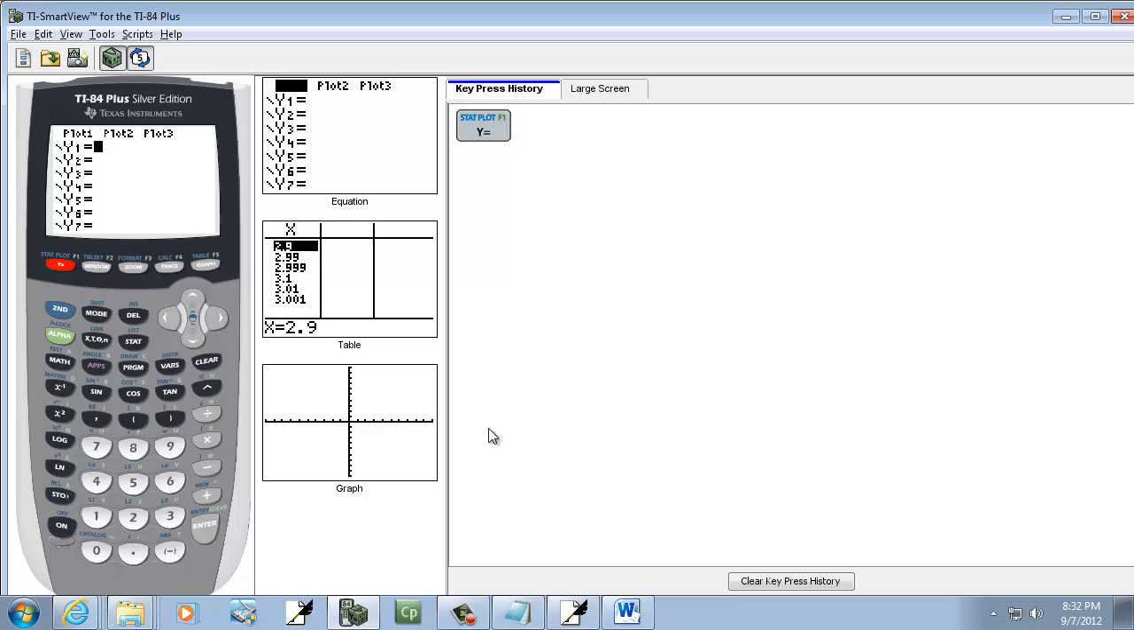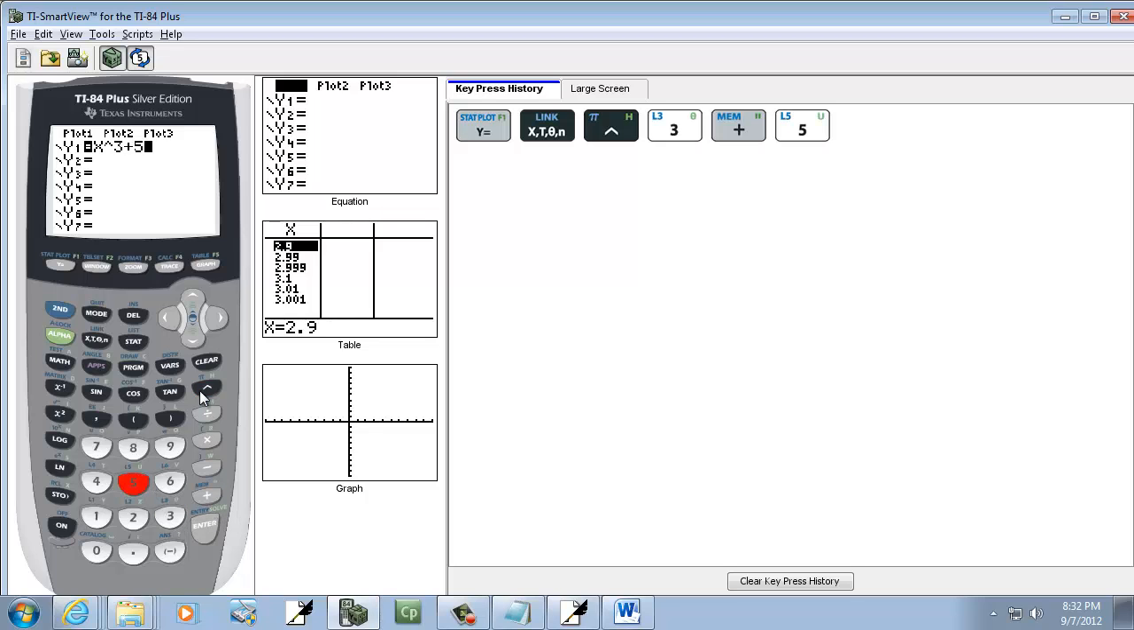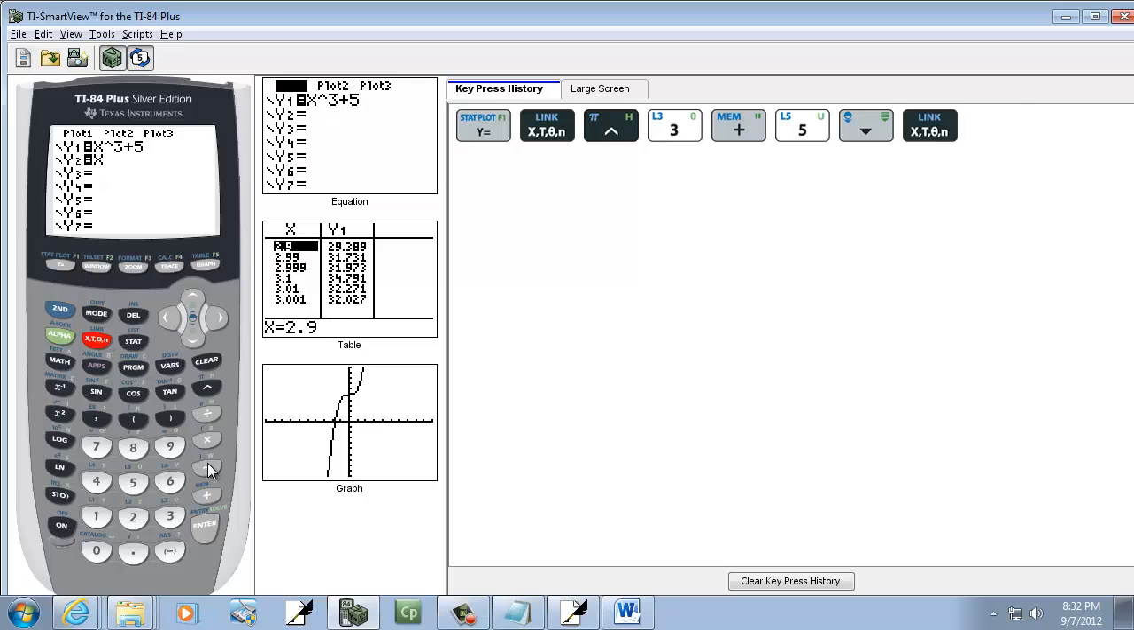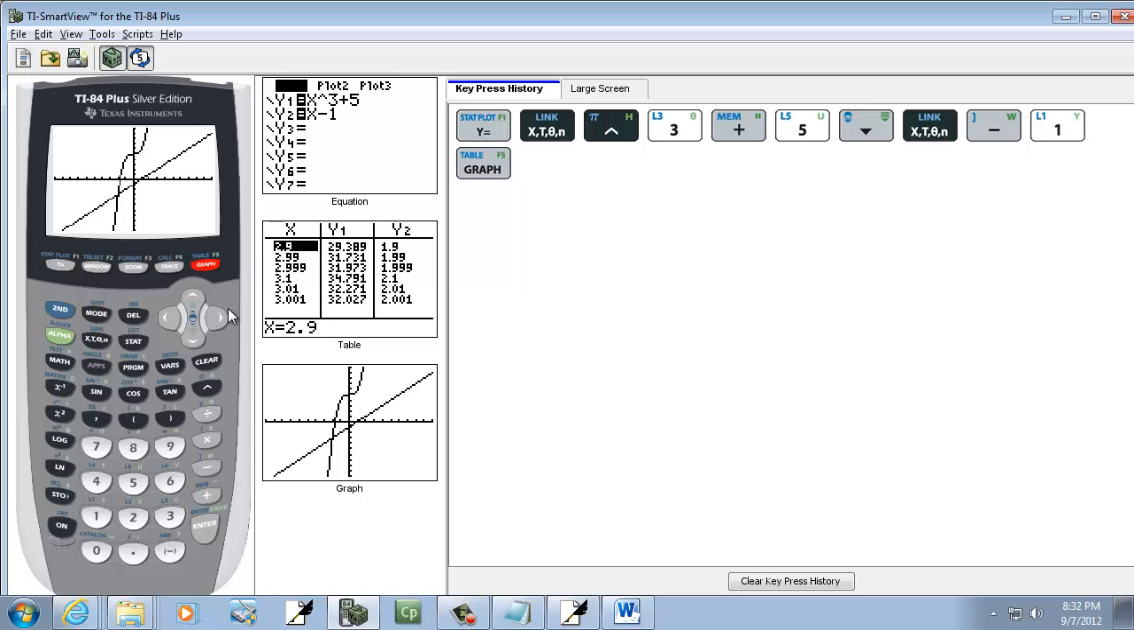So I'll press y equals, and I'll do my x to the third. So I do x caret 3 plus 5. Then I'll down arrow, and I'll put in x minus 1. And then graph. Well, there's y1, and there's y2.